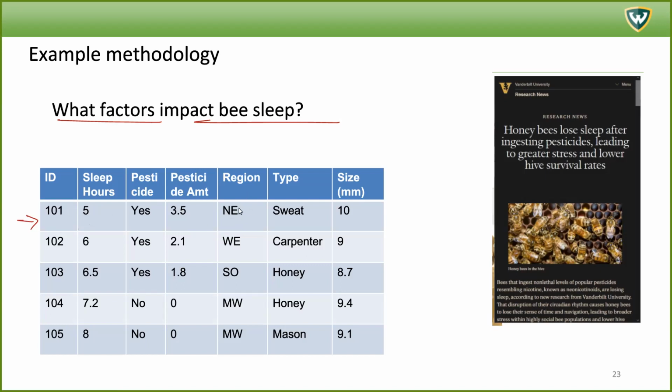A region where the bee is: northeast, west, south, midwest, and the type of bee. Is it a sweat bee, a carpenter bee, a honey bee? And then also the size of the bee. So we have all sorts of attributes here, all sorts of variables. And maybe we want to see how all of these factors, or any of these factors, impact the sleep hours. Yes, pesticide may impact the sleep hours, but also the region of the bee may impact the sleep hours. Maybe in the Northeast they sleep less or more. Maybe different types of bees sleep less or more, and so on. So we need to include these factors and also control for these factors.